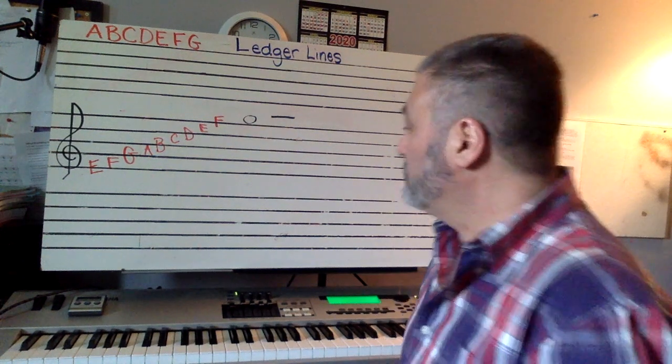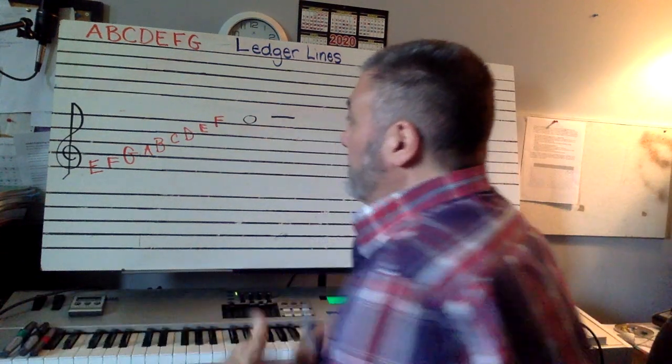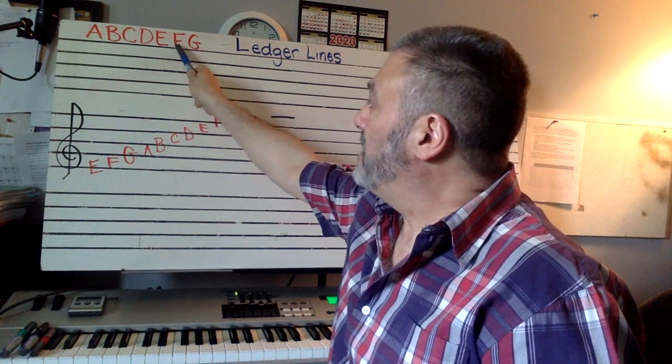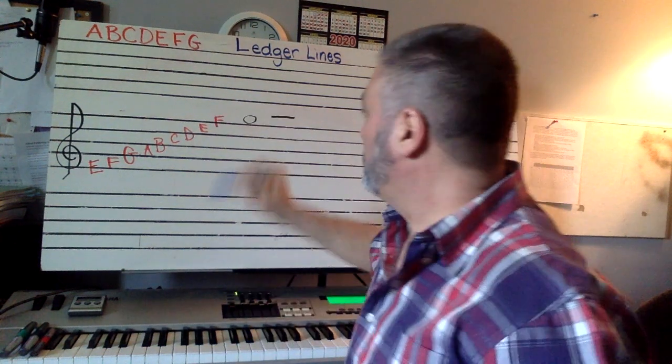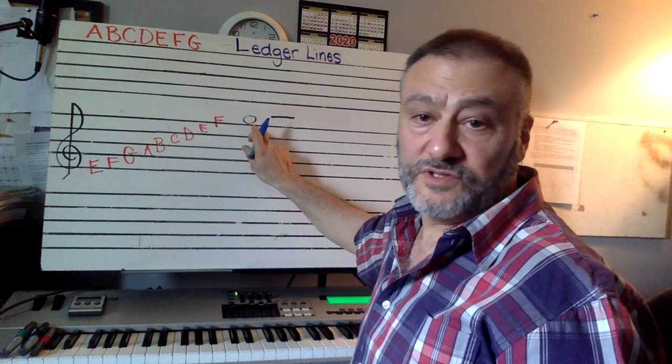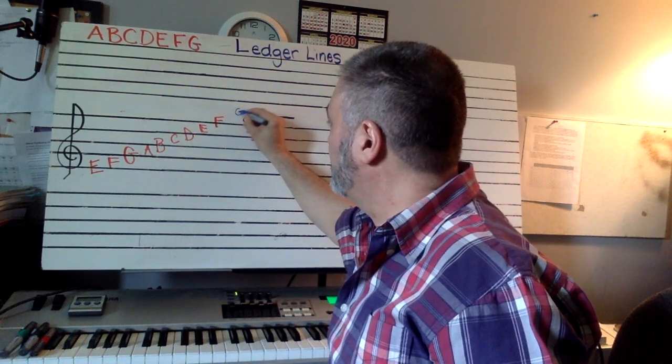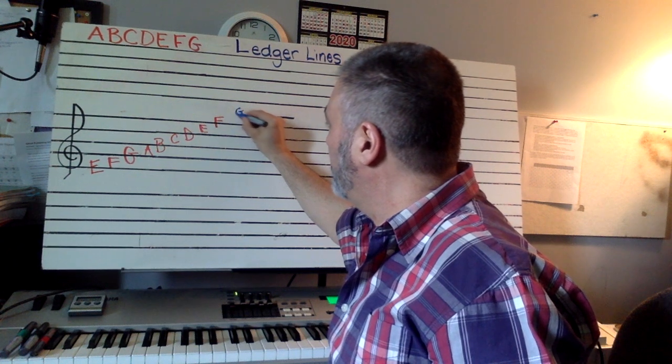And so to name it, and I know I already told you the name, but we look at our musical alphabet. The next letter is G. So our first note above the staff is G, and I'll do the ledger lines in blue here.